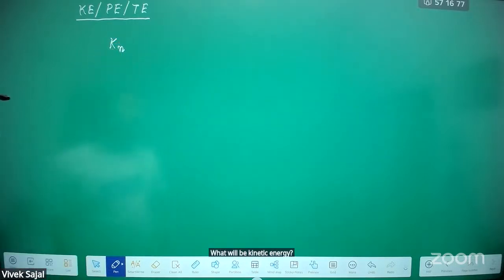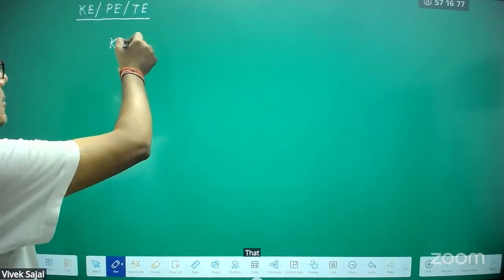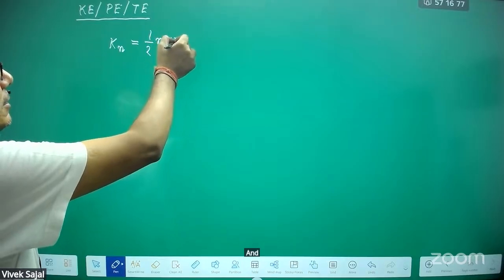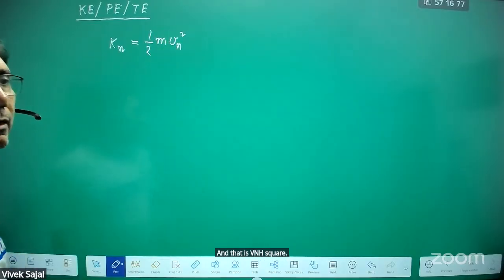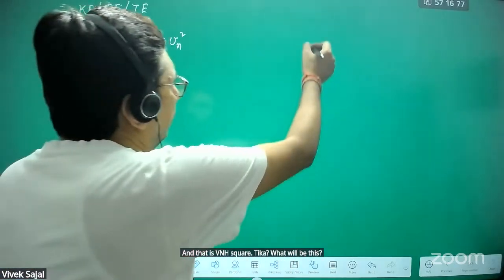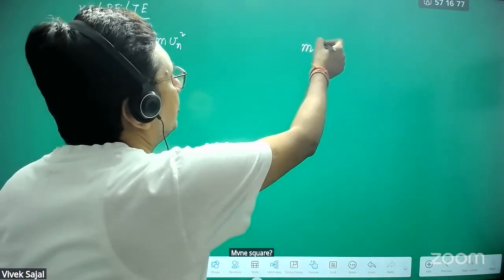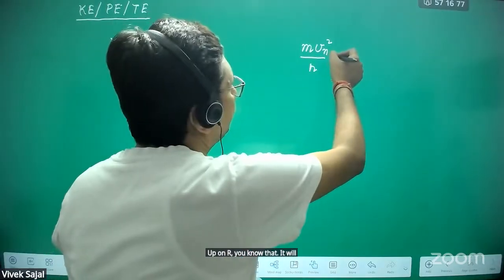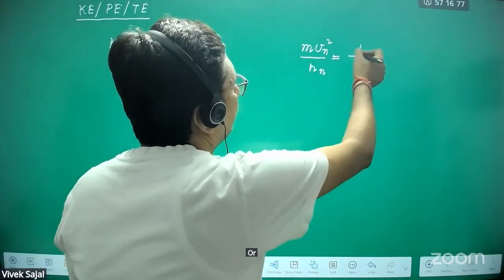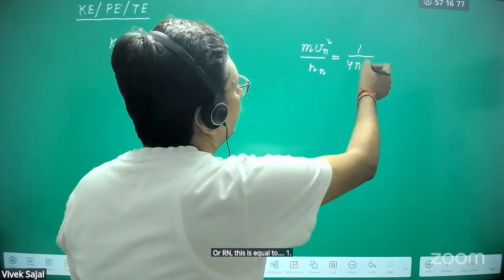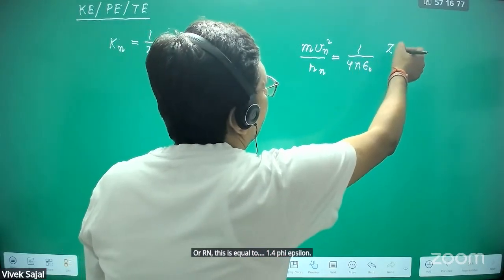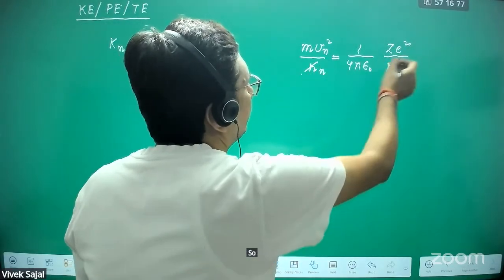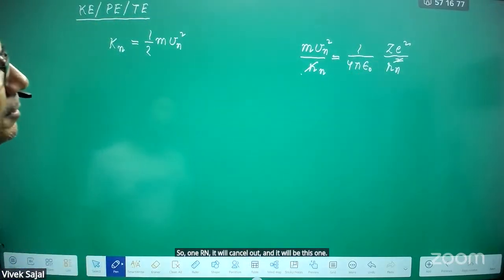When the electron is revolving in the nth orbit, the kinetic energy will be 1 by 2 m_e v_n square. What will be m v_n square? You can write m v_n square upon r_n, which is equal to 1 upon 4 pi epsilon naught Ze square upon r_n square. So one r_n will cancel out and it will be this one.